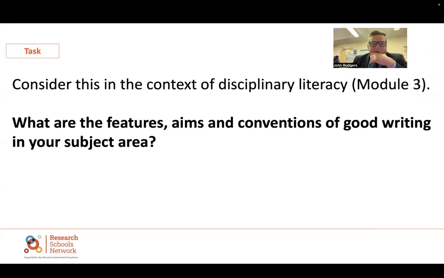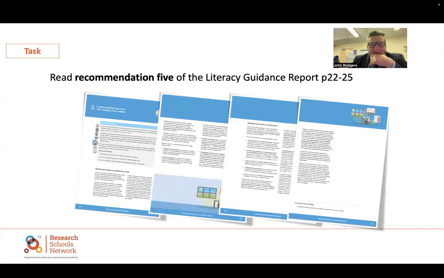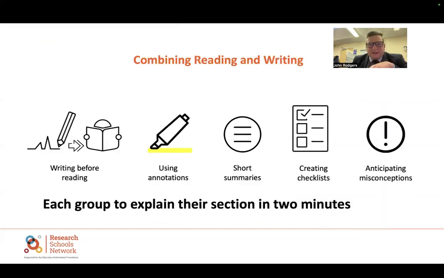I'm going to scooch through this. We've kind of done that. So have a look through the guidance report. We'll talk about it now. But because they're complementary, there are various approaches you could do. Without us reading it, I'll tell you very briefly some of the ways that you might effectively combine reading and writing that are on the screen there.